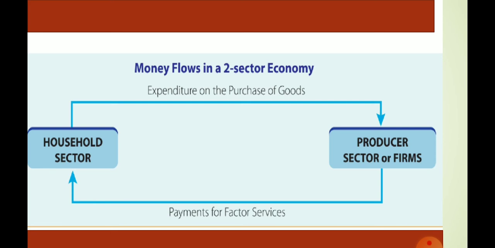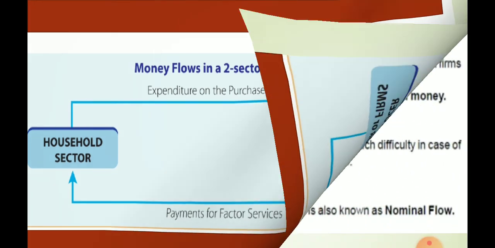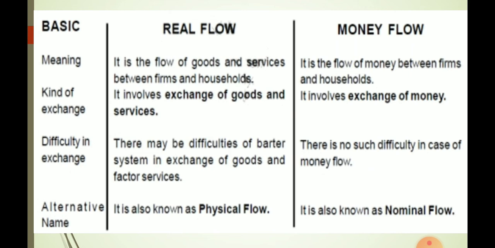And in this way, the money which is generated in production and distributed to the household sector in the form of factor income again reaches the producer sector when it is expended by the household sector on goods and services, and this flow will complete. Now, differences between real flow and money flow. It is very important from the examination point of view.